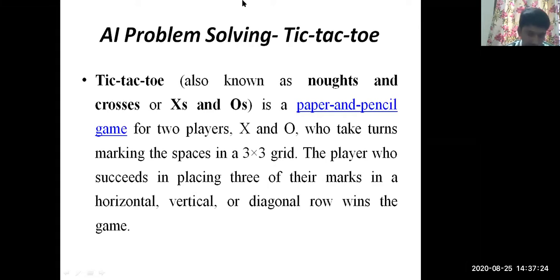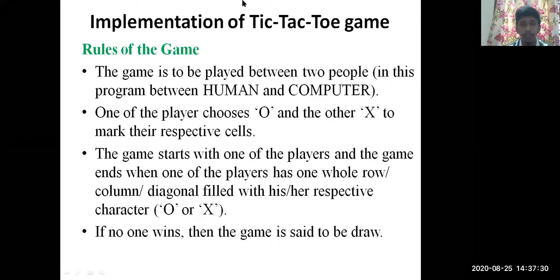So everybody, I know almost everybody knows this game. So let's try to give solutions about how this game can be solved. Okay, the rules here are, the game is to be played between two people. That is, here we are considering a human and a computer. So assume that there is only myself here and I'm playing with a computer. So now we need to talk in terms of the computer, how it is trying to compete with a human.